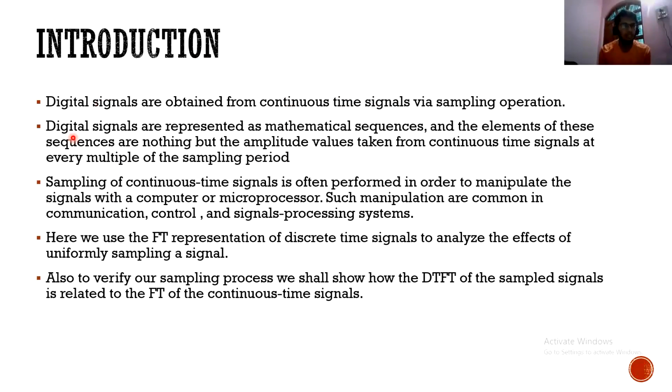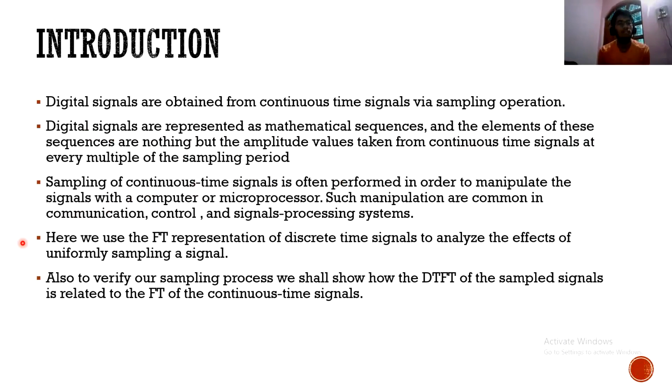Now the digital signal can be related to the continuous signal in such a way that we take amplitude values of the continuous time signal at every integer multiple of the sampling period, and we can find a discrete signal for that particular continuous time signal. We will discuss it further next.